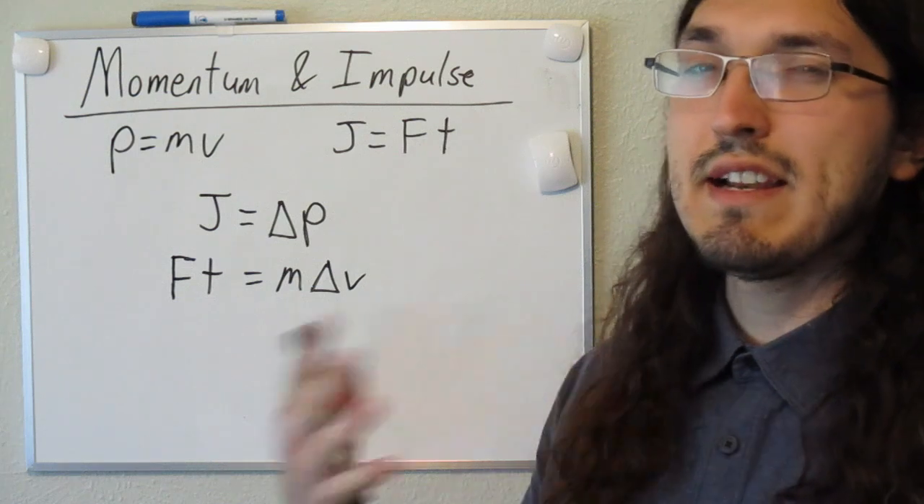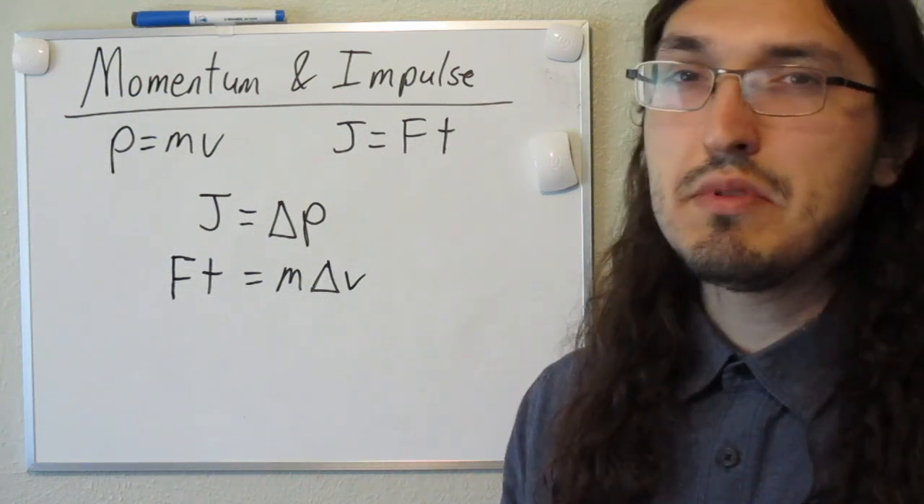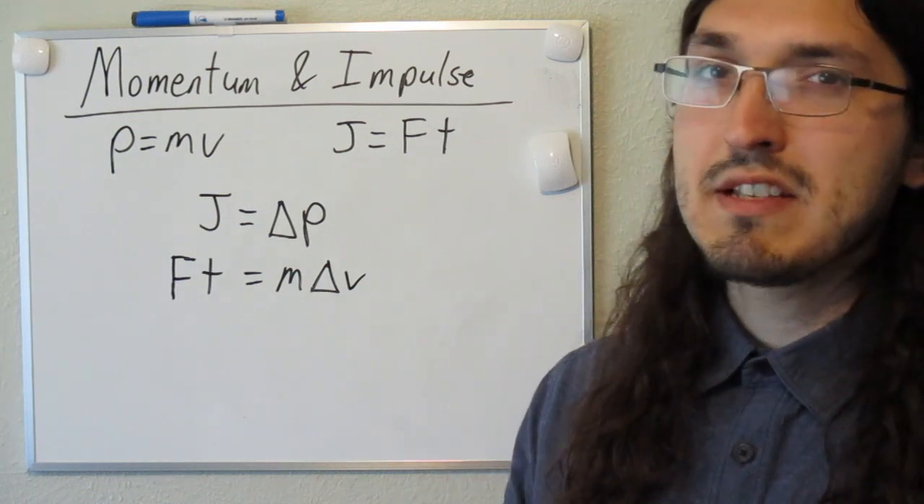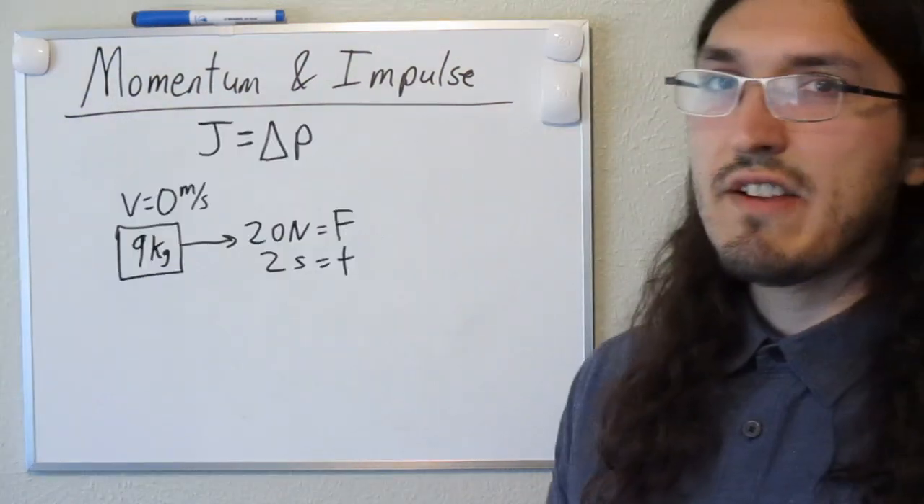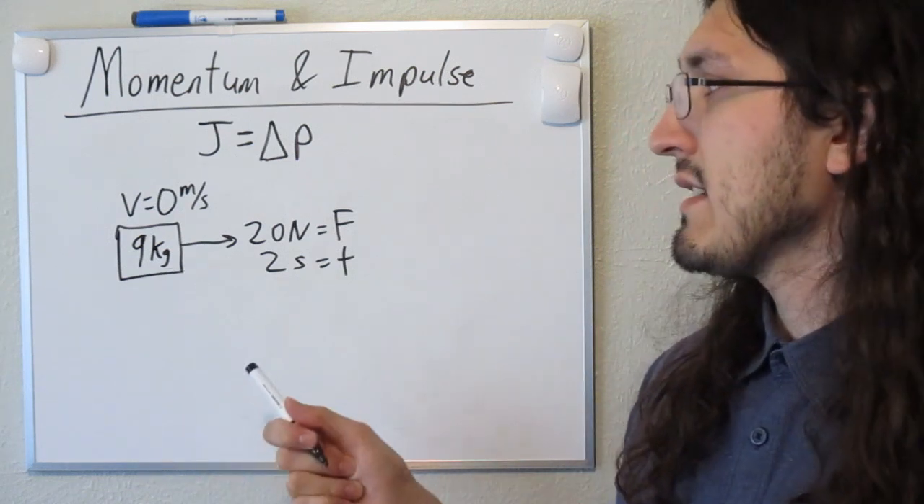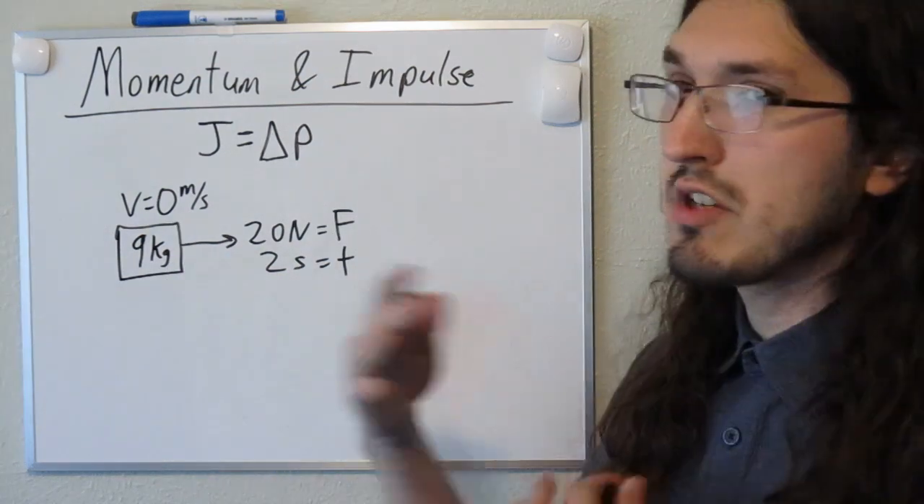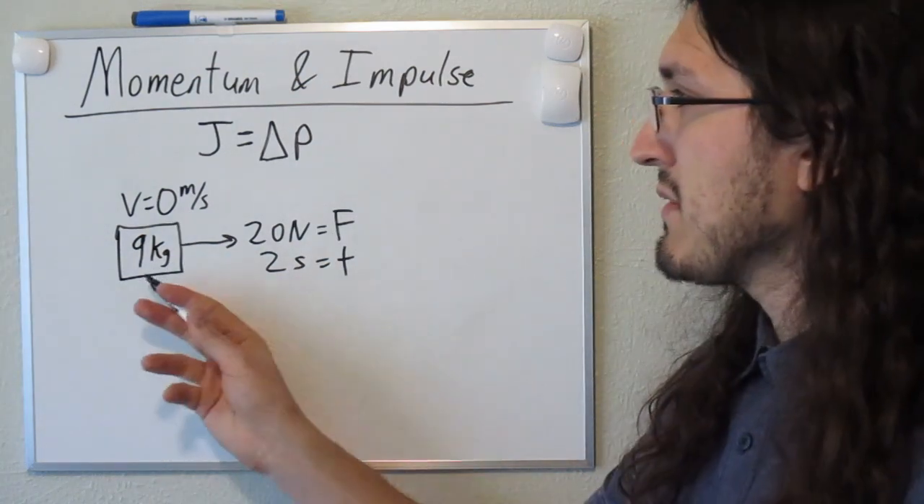I'm going to go ahead and explain an example now where something has momentum initially, and then it undergoes some impulse. Then we can solve for the total momentum after the collision. Here I have an example of a box of 9 kilograms mass. It's initially just at rest. It has 0 meters per second velocity. So its initial momentum is going to be 0 because m times v is 0.